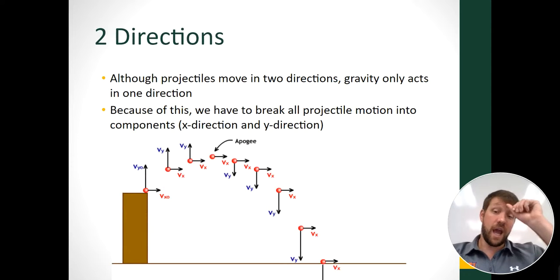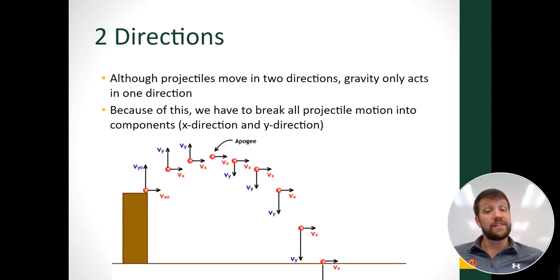All right, in our 2 directions, you're going to see right now, and you probably see in this diagram, why I spend an intro unit talking about vectors. Okay, vectors help us describe motion as it moves through these 2 different dimensions. So although projectiles move in 2 directions, gravity only pulls them downwards.